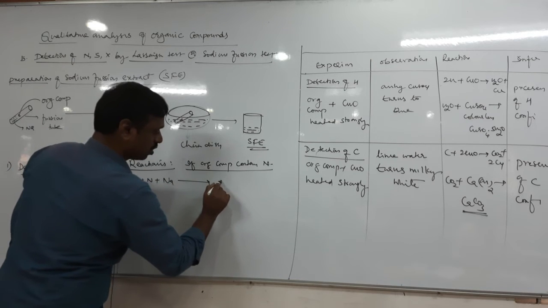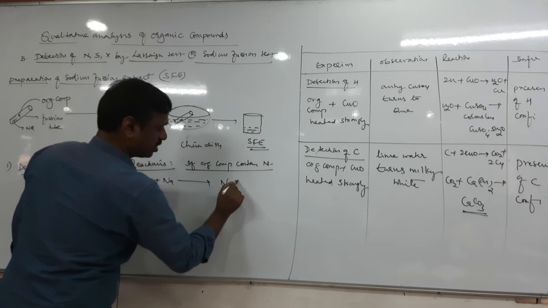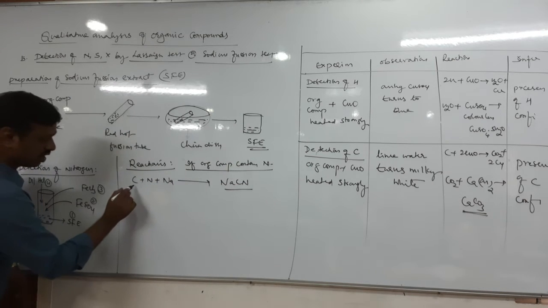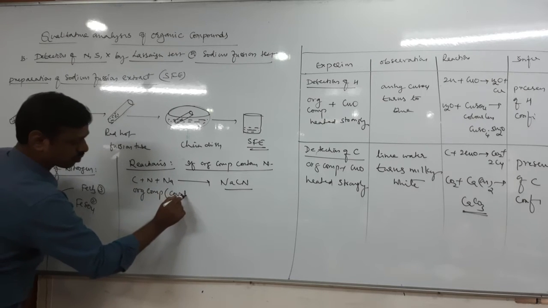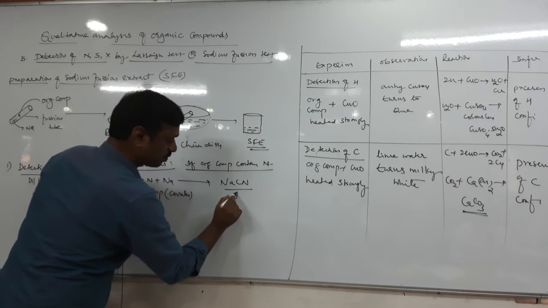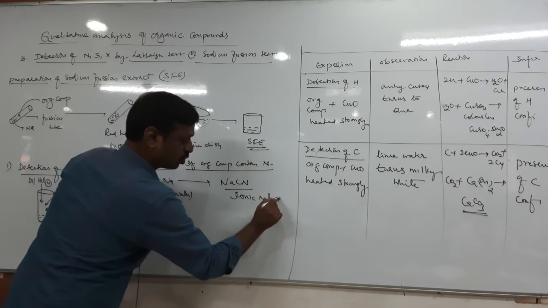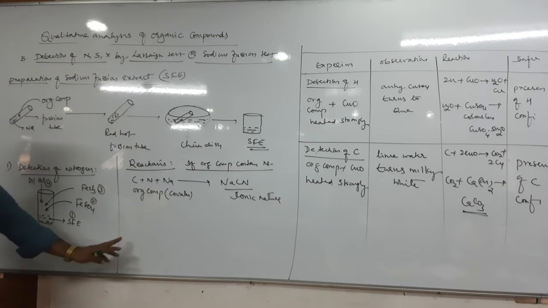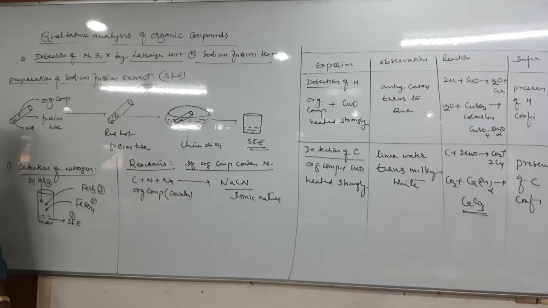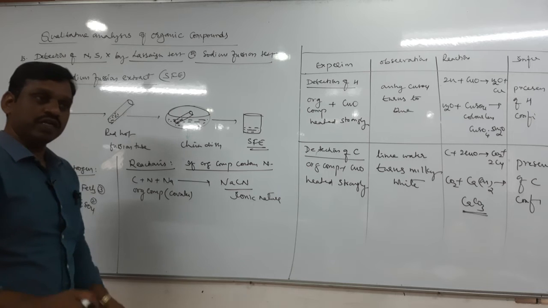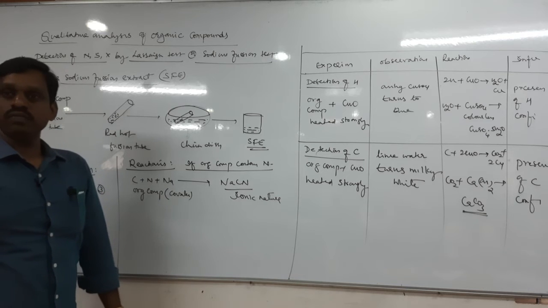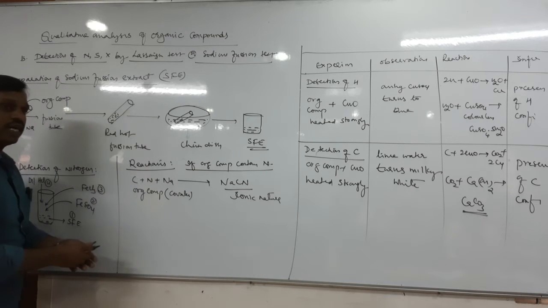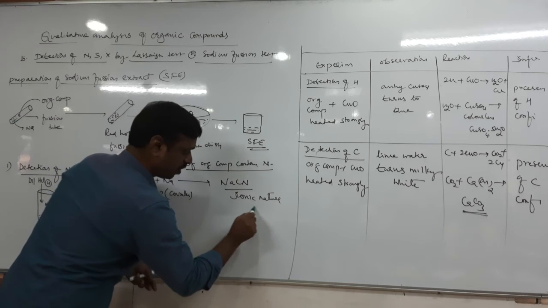What does it form? It is NaCN, sodium cyanide. Now the organic compound is actually covalent in nature. Sodium cyanide is ionic in nature. So in this way the organic covalent compound is converted into an ionic compound, sodium cyanide. Therefore, when you take sodium fusion extract, it contains sodium cyanide. Already it is present. It is nothing but our SFE.